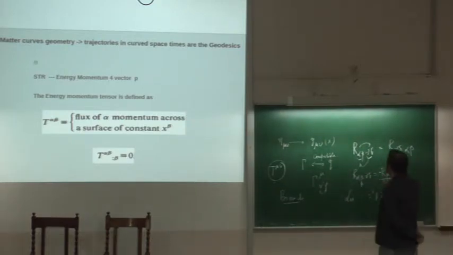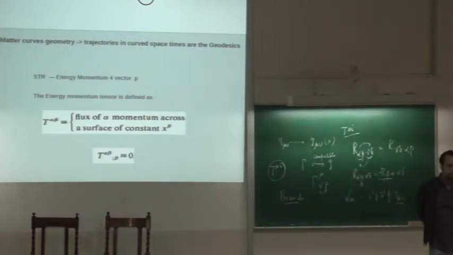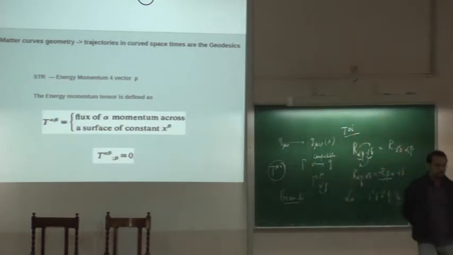And similarly T0i. What would T0i represent? The 0 corresponds to energy again. But it's the flux through a surface of constant xi, i being the spatial ones. So it's per unit area, per unit time. It's a flux. So that's why T0i represents energy flux.